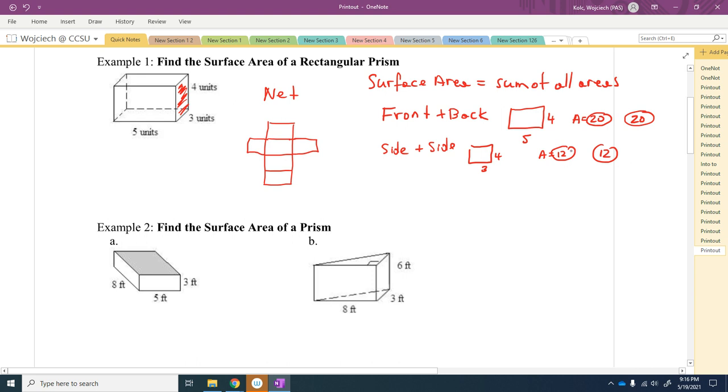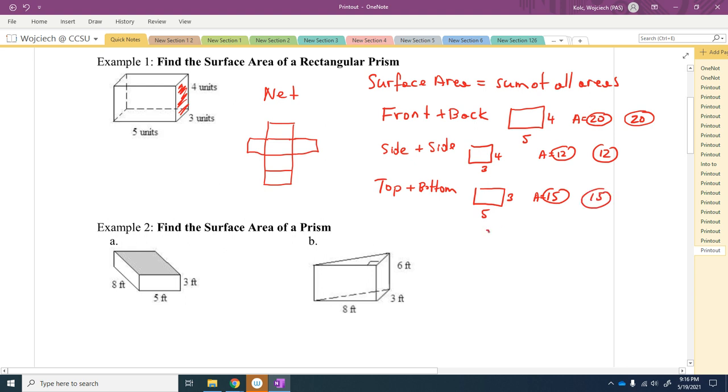And the final thing that we didn't do yet is the top and bottom. So the floor is 5 by 3. So the area will be 15. And please remember the ceiling is always congruent to the floor, so there's another 15.